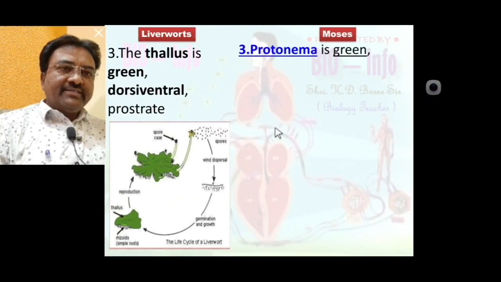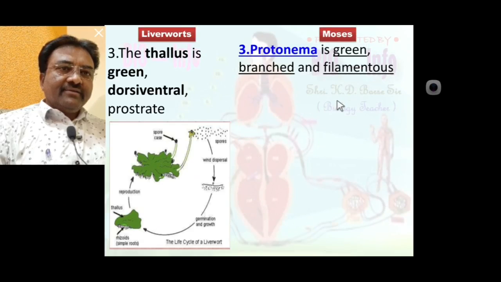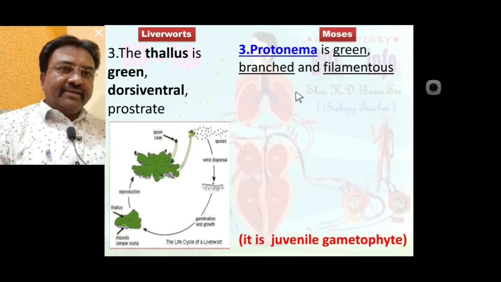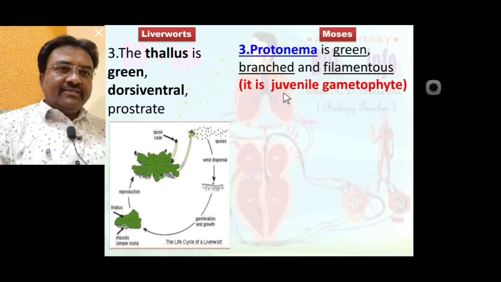In mosses, the protonema is green in color, branched and filamentous. You know, mosses have 2 stages, protonema and leafy stage. So the protonema is a green-colored, branched, filamentous structure. It is the juvenile gametophyte. Always remember, the juvenile gametophyte is seen in mosses.